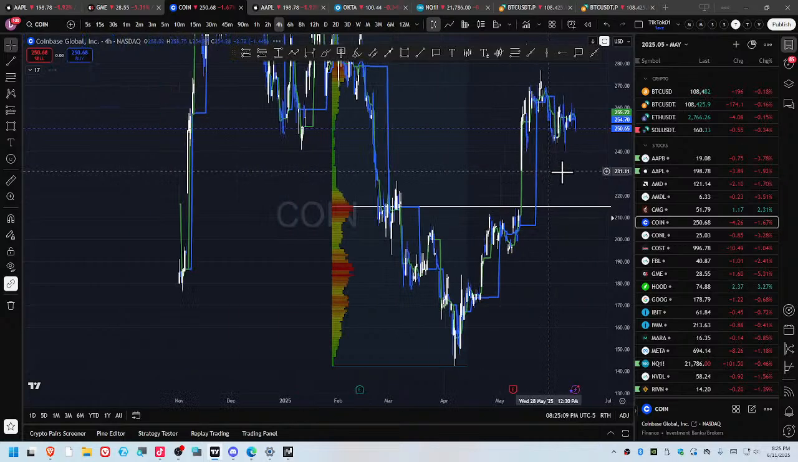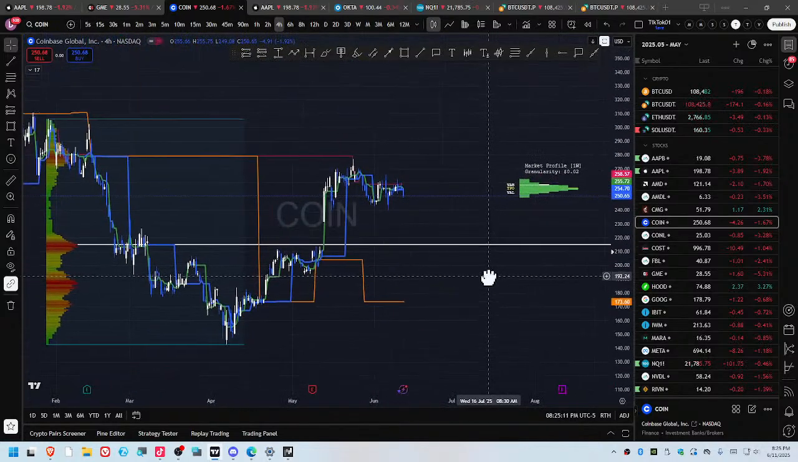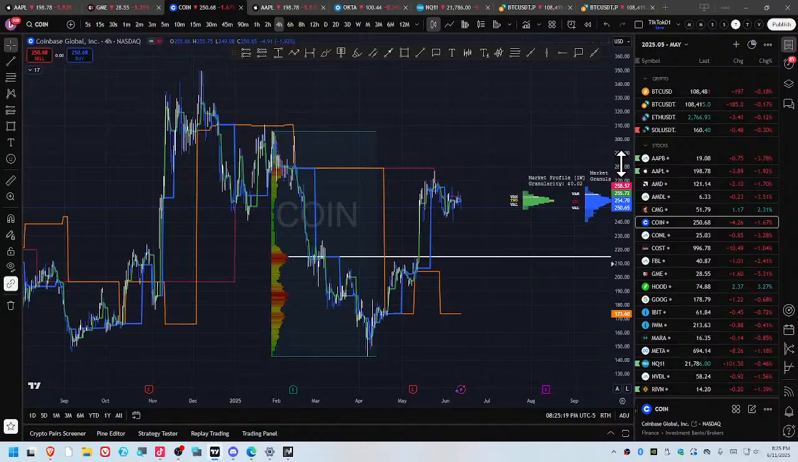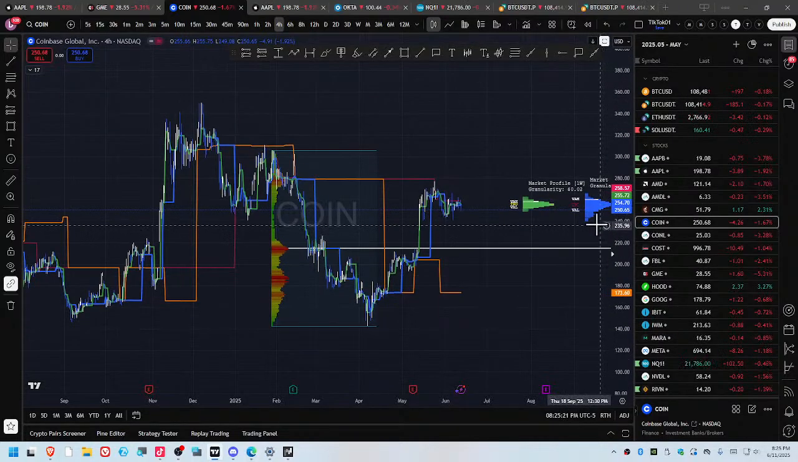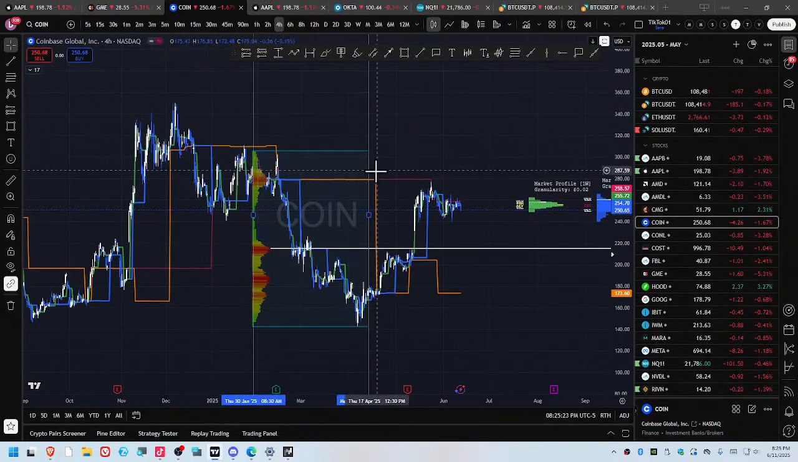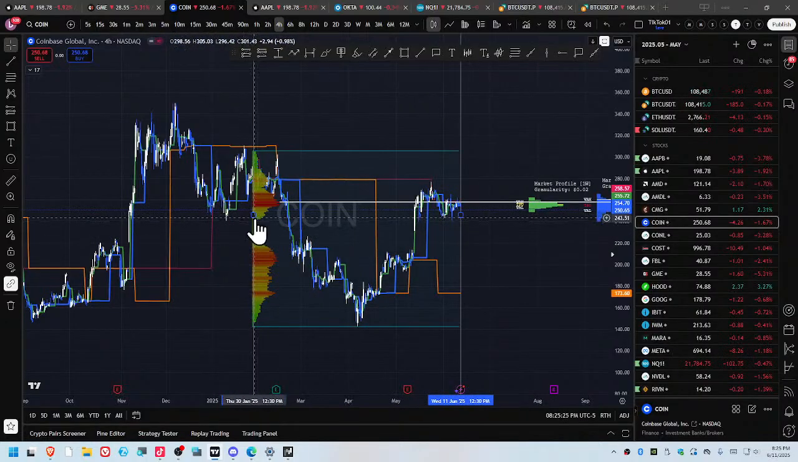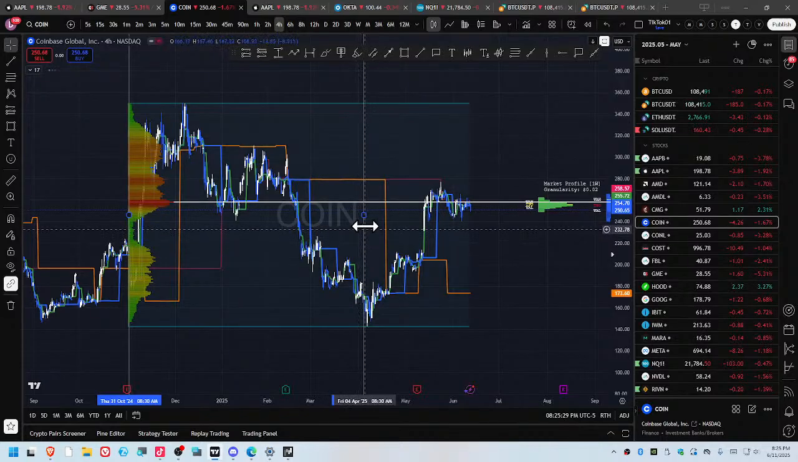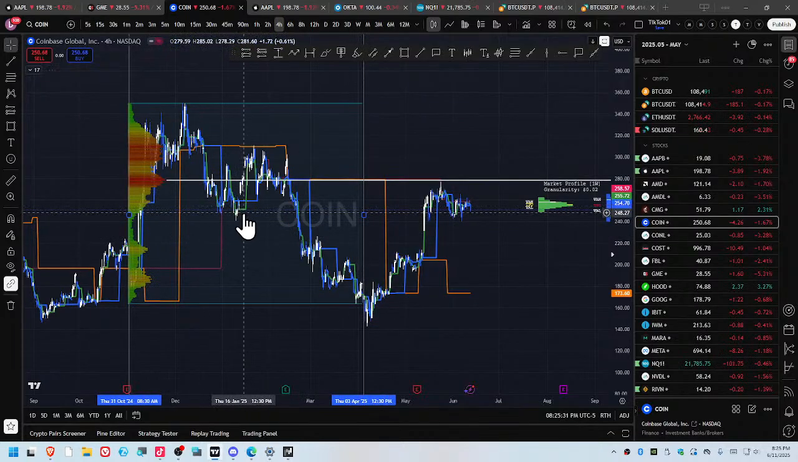On Coinbase, man, I think next time I should have these preloaded. But yeah, Coinbase currently ranging in, let's see, if we do a composite, it's around like this. It's below this section here.